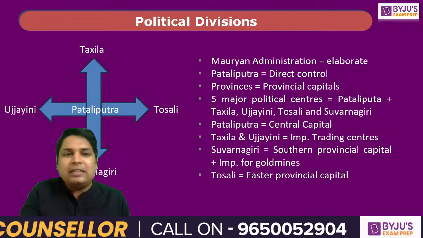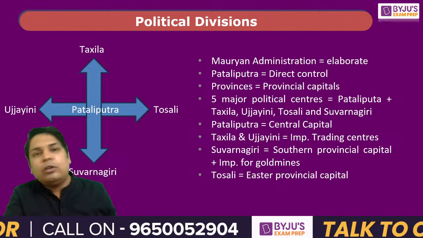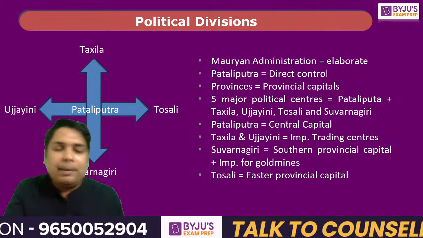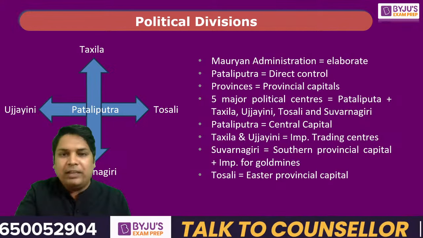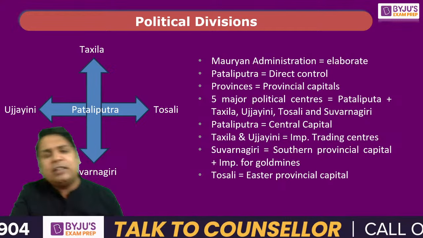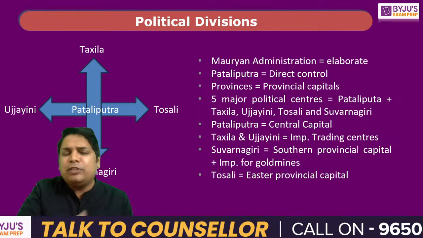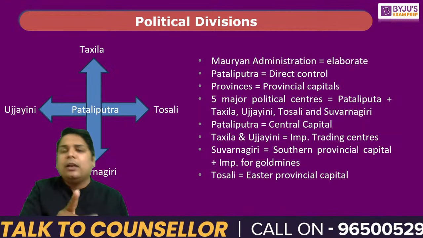So Karnataka is quite famous for its gold. Even the Harappans used to import their gold from Karnataka, and that's why Suvarnagiri becomes the important southern provincial capital, and also important from the point of view of gold mines, right? Tosali, as I have already talked about, is the eastern provincial capital. Ujjaini is the western provincial capital. Okay, Takshila and Ujjaini are very important from the point of view of trade as well.